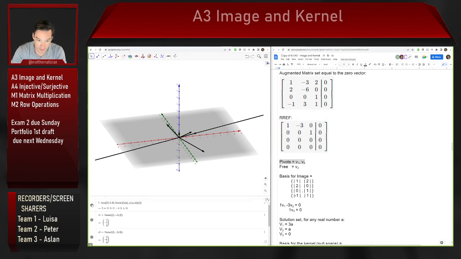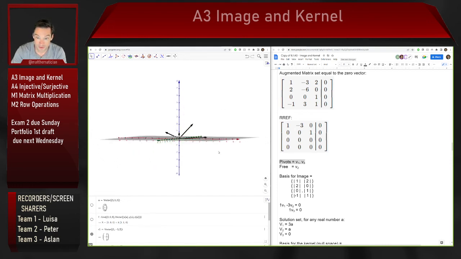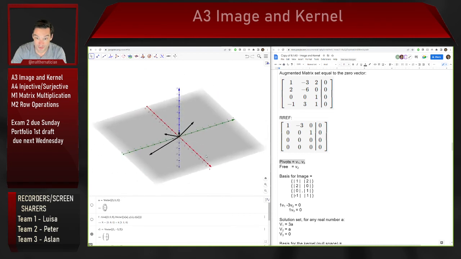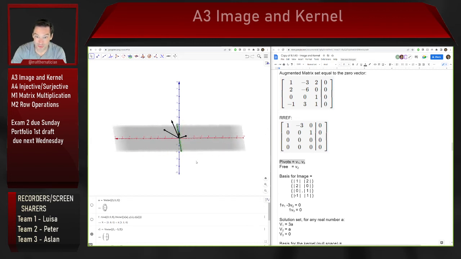So I'm going to hide my kernel here for a second so that we can focus on the 4 vectors that are the rows of my matrix. And when we look at them, what do you notice about these 4 vectors? They all lie on the same plane. They all look like they are coplanar. Yeah, they all reside in a common plane with one another.